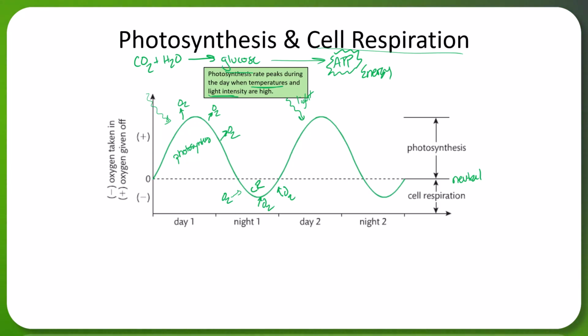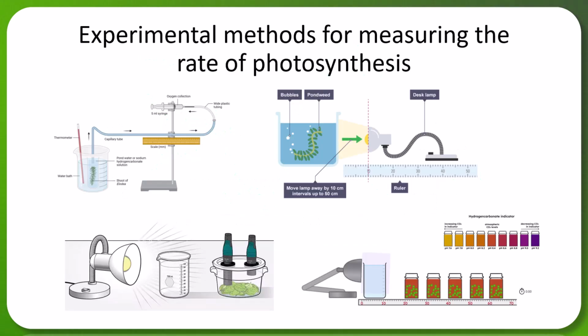As temperature increases, the enzymes that are employed during photosynthesis and cell respiration will work more efficiently to progress the plant through photosynthesis. Photosynthesis rate drops during the night when temperatures and light intensity are low. Again, lowered temperatures and lower light intensity are going to decrease the rate of photosynthesis, limiting factors.